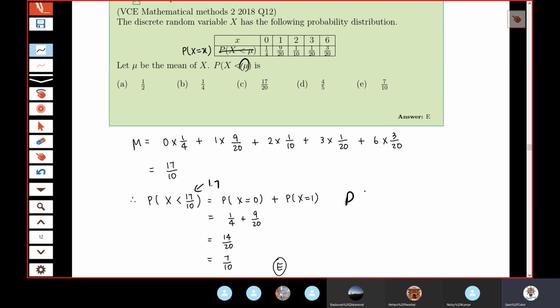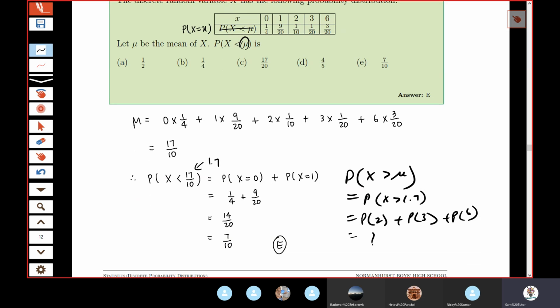So we get that. If I could have said, what's the probability that x is greater than mu? You would have said, okay, that means probability of x greater than 1.7, being 2, 3, and 6. So that's the probability of 2 plus probability of 3 plus probability of 6. And then probability of 2 is 1/10, 1/20, 3/20. Any questions there? Or does that make sense?